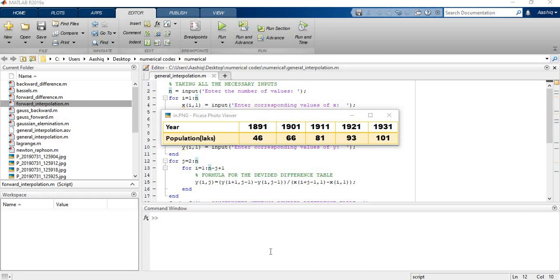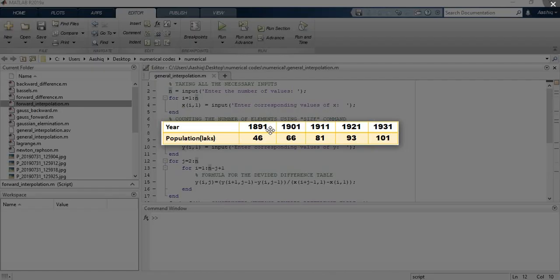Welcome again. Previously, I have used this data to show you an example of application of Newton's forward interpolation formula. In this kind of data, consider the year as x values. So the difference between any two x values, that is the interval, is always equal. So what if the case is that these intervals are not equal? For unequal intervals, Newton introduced another formula called Newton's general interpolation formula.